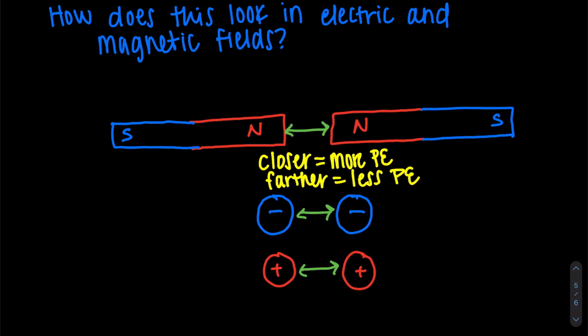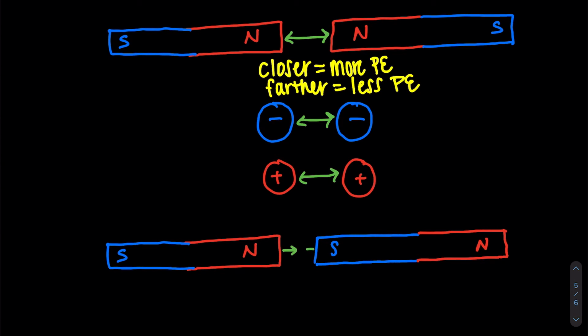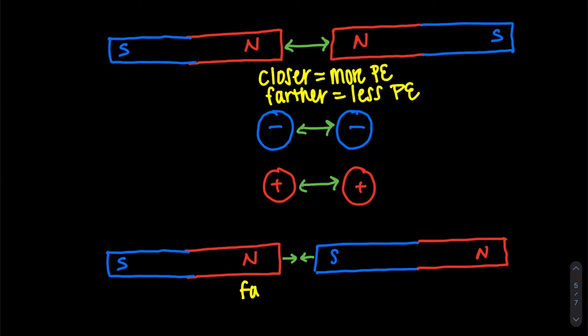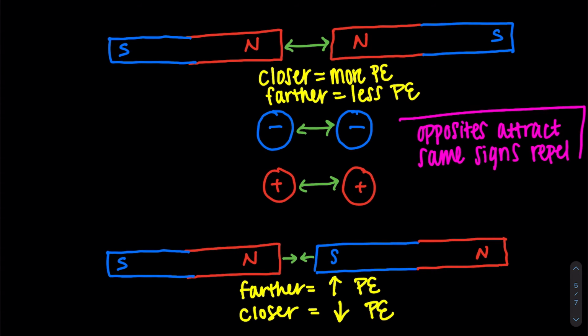The opposite goes for a North Pole and a South Pole magnet. The farther away they are, the more potential energy they have because they want to come together. And the closer they are, the less potential energy they have because they're already together. All of this applies to electrons as well. This is because opposites attract and same signs and same poles repel.